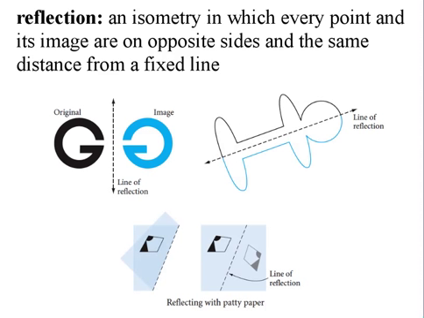Now I want you to think as you're writing that down, what would a reflection be similar to? Or what would be another way to describe a reflection? A mirror image. That's exactly what it is. So the image is mirrored.